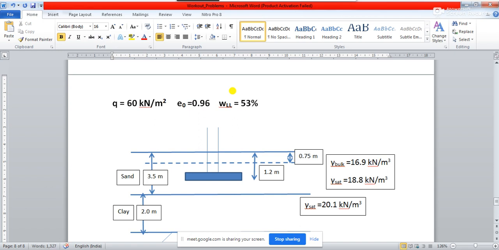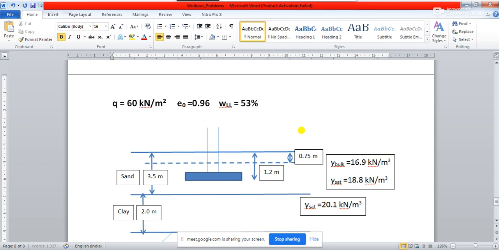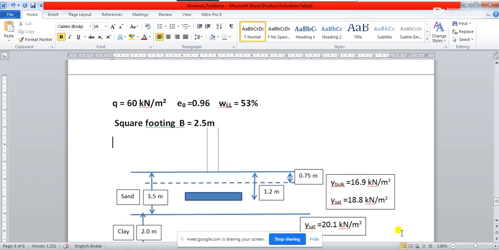So this is all about the problem. Nothing else is told in this problem. Is there any other data in it? There is no other data given in the problem. That's all. One more value is there: it is a square footing, right? So it is also said it is a square footing, and the width of the footing is equal to 2.5 meter. Now we have drawn everything about the problem.